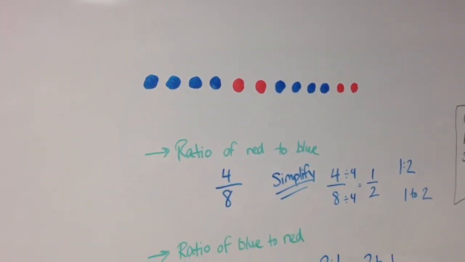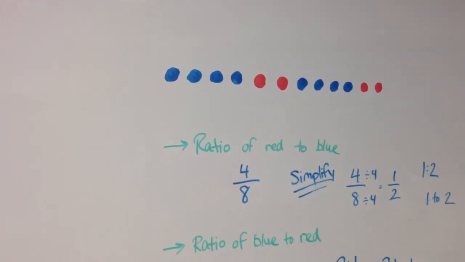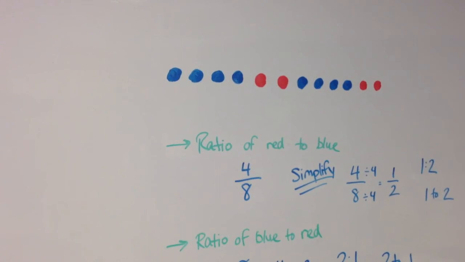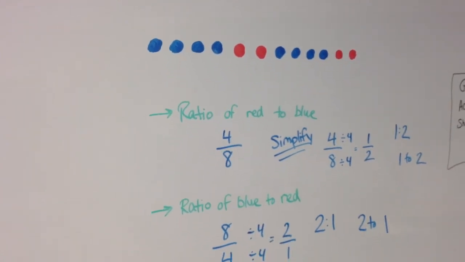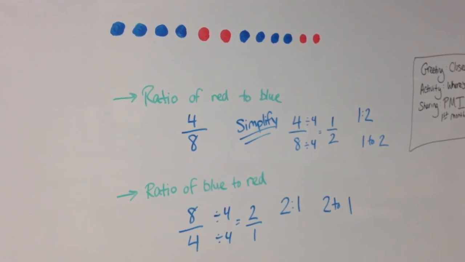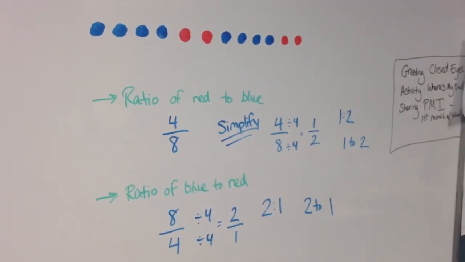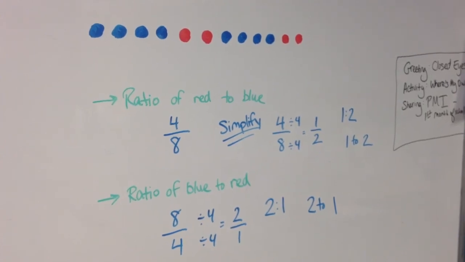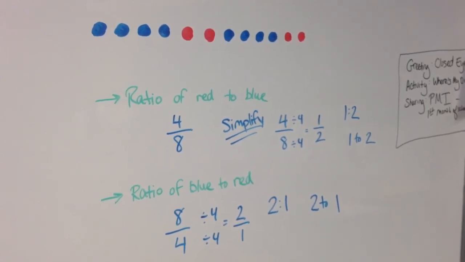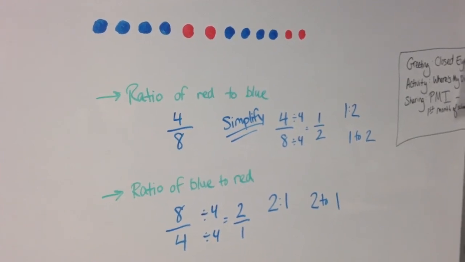Now if I want to find blue to red, same words, but they're in a different order, so my numbers are going to be in a different order. And if you notice here, that becomes 8 to 4, 8 over 4, but it simplifies, and again I divide by 4, and it simplifies to 2 to 1. So my final ratio in simplest form is 2 to 1. That means there's 2 blue for every 1 red.